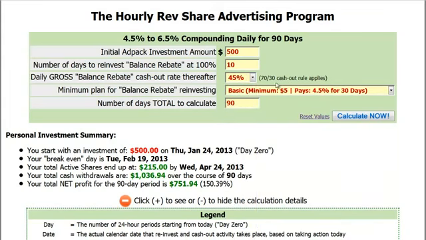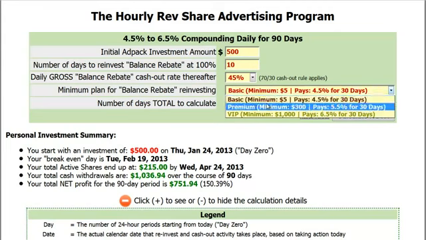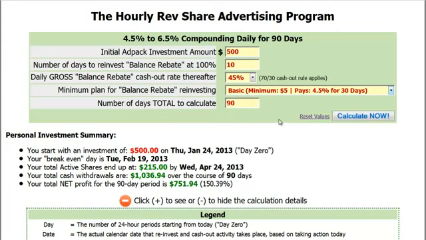Now, the way that hourly rev share works is when you go to cash out, you can literally only cash out 70% of whatever you see in your available balance. 30% is automatically allocated to a reinvestment. So we're going to apply that rule as well. Then the money that we have for reinvesting, we're going to designate that the minimum amount we will reinvest is at the basic, premium, or VIP level. Well, we'll start with basic and see what happens.